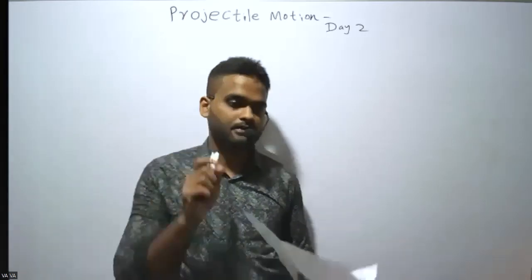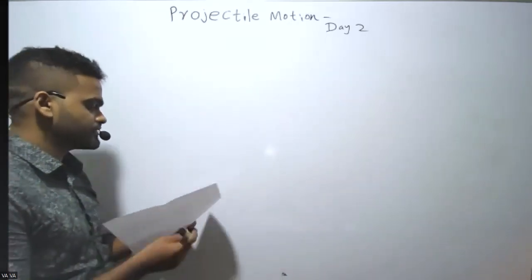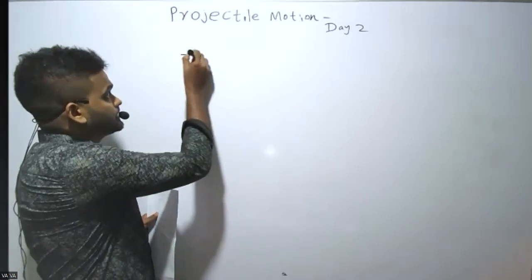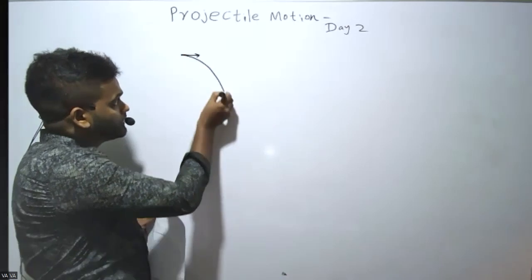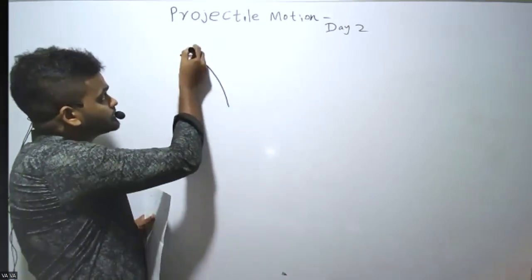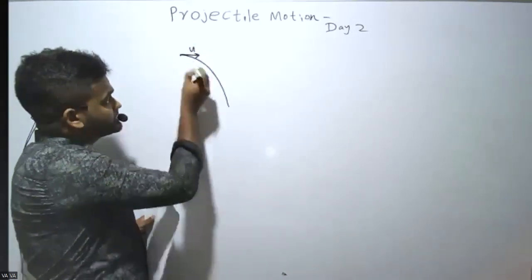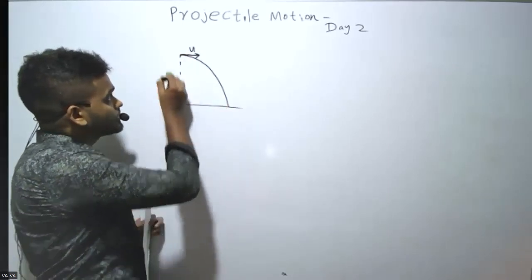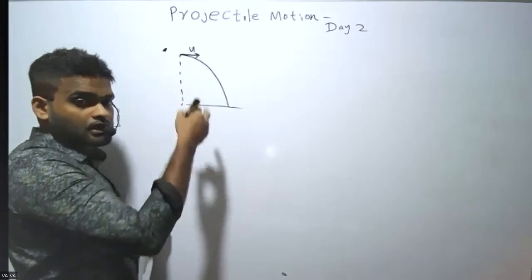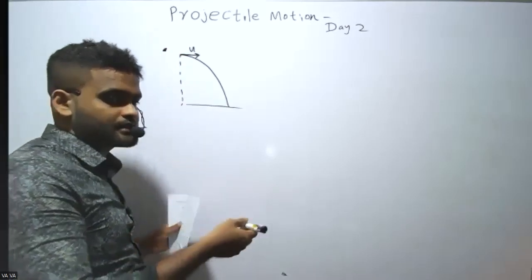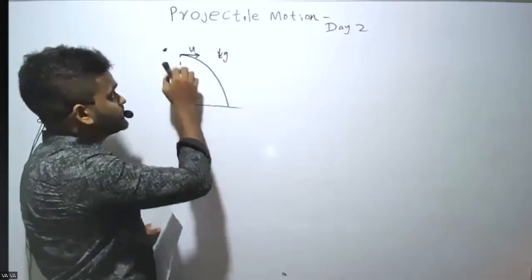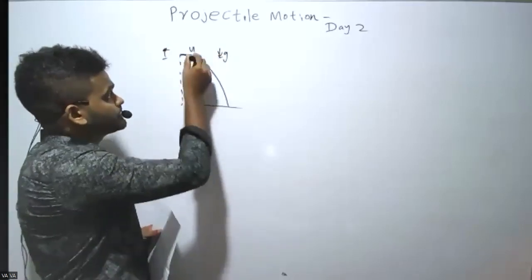So there are three types of questions that you would get. This is one type. Initial velocity is like this, then it hits the ground. You can take the notes as I'm doing this. This is one type, right? One type of questions you get.